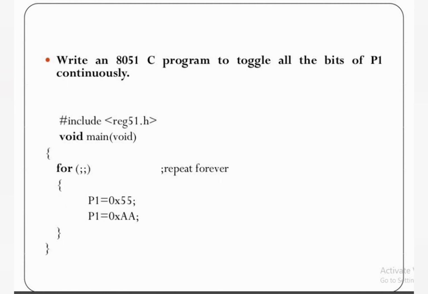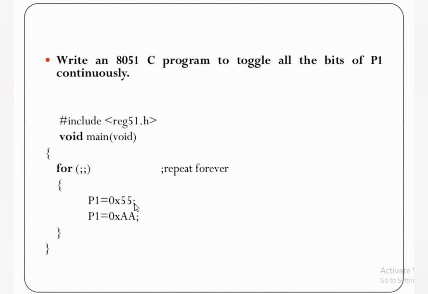Then void main, and after that we have to use one loop, the for loop. We have not written any condition in this loop, just two semicolons, meaning there is no condition and the condition is never unsatisfied, so the loop executes continuously. After that we use the open curly bracket. Then P1 = 0x55, meaning that port 1 must be loaded with the value 55.